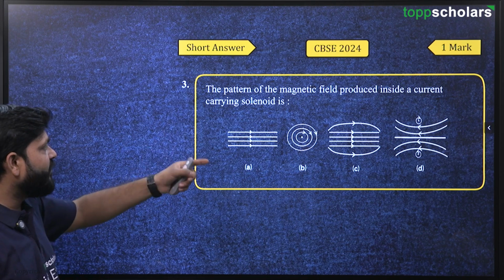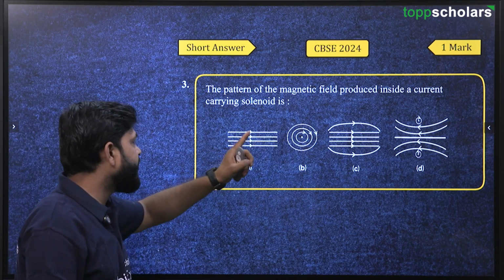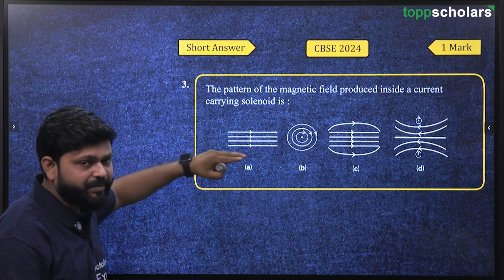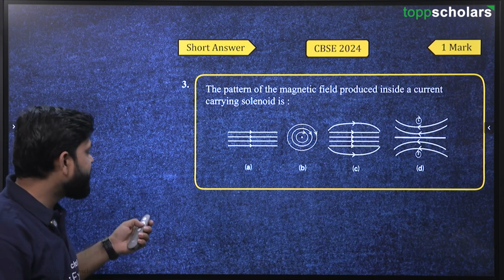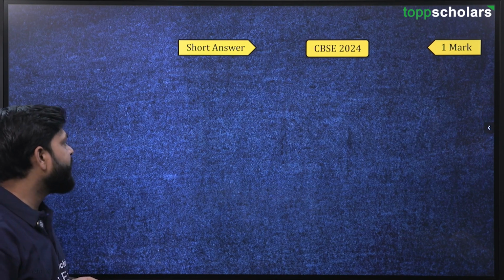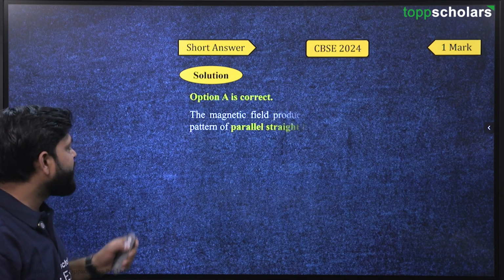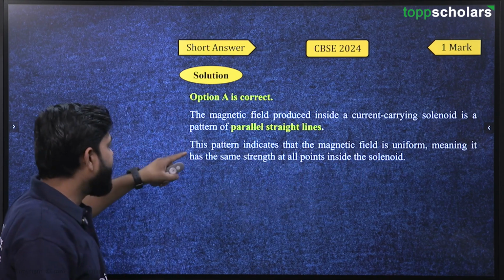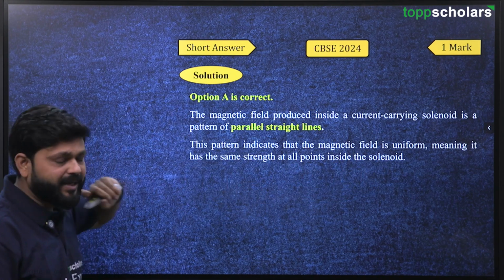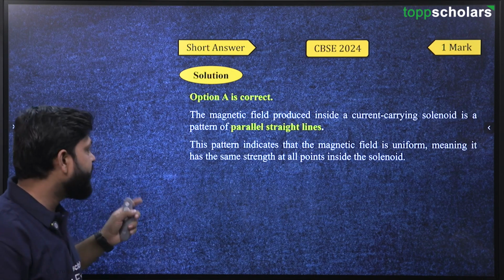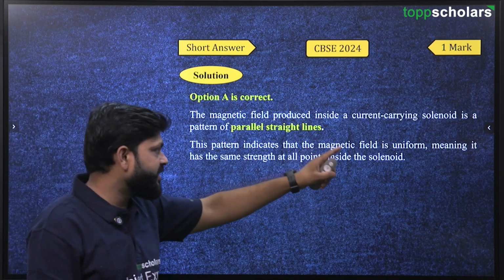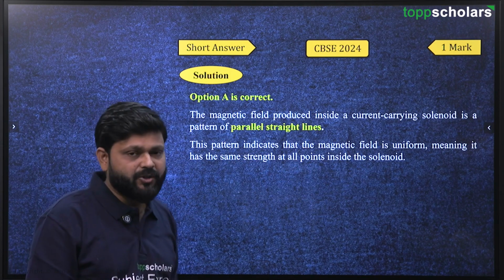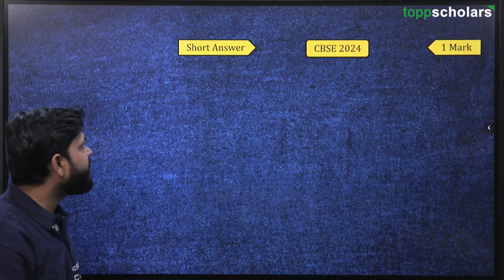The pattern of the magnetic field produced inside a current carrying solenoid is what? The very first option is in parallel lines, and this is the right answer. Option A is correct. The magnetic field produced inside a current carrying solenoid is a pattern of parallel straight lines. This pattern indicates that the magnetic field is uniform, meaning it has the same strength at all points inside the solenoid. This is from the magnetic effect of electric current.